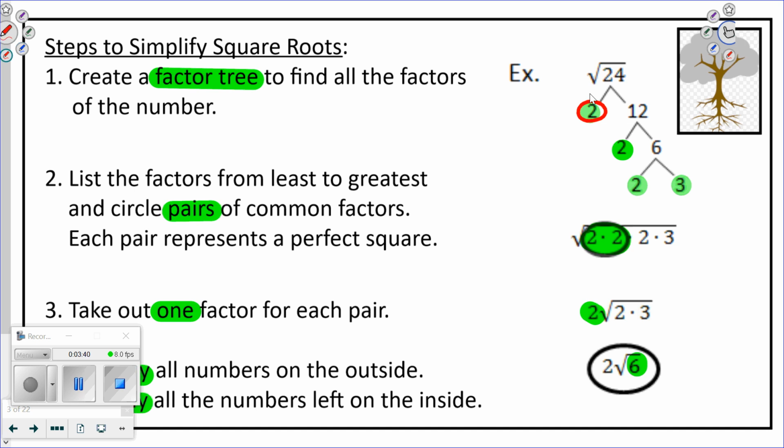Can I break down 2 any further other than 1 times 2? Okay, so that means it's prime. I can't break down any further. So my suggestion to you is, any prime numbers you hit that can't keep breaking down, circle them, because those are the ones we want to look at.